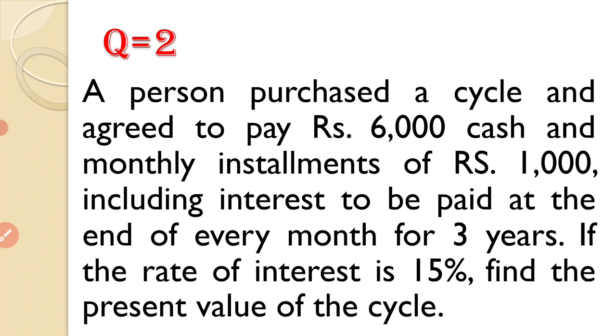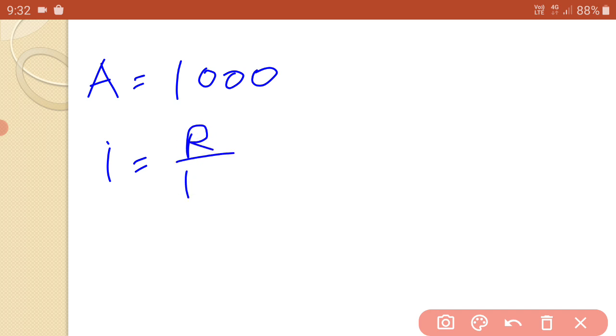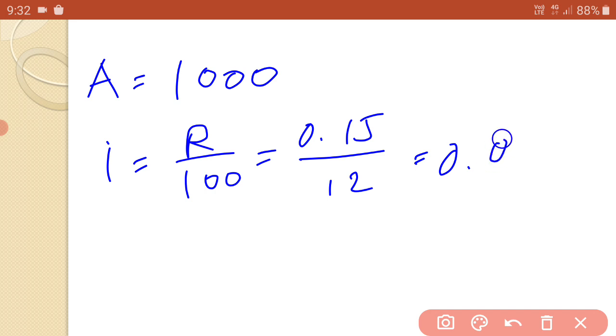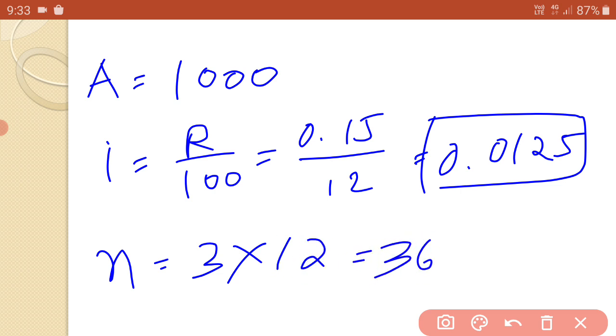So in this question, first of all, we write the symbols. First symbol is A is equal to 1000, I is equal to R upon 100, so 0.15 divided by 12, because monthly was used, 0.0125. Then n is equal to 3 into 12, so 36.